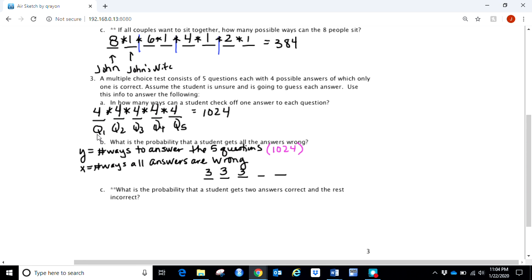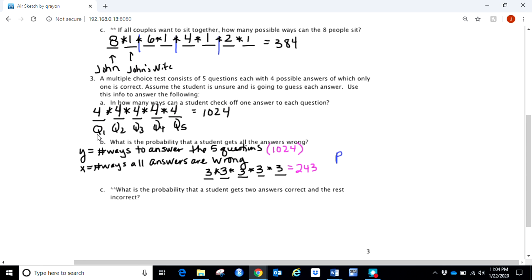For question 3, also 3 wrong answers. 3 wrong answers for question 4. And 3 wrong answers for question 5. And again, since we're answering all the questions, we're going to multiply, giving us 243 ways that we could check off all wrong answers.